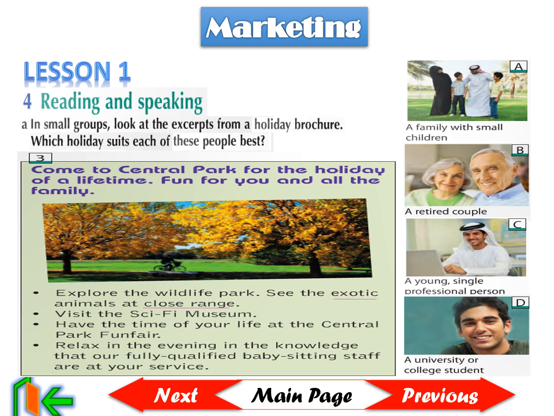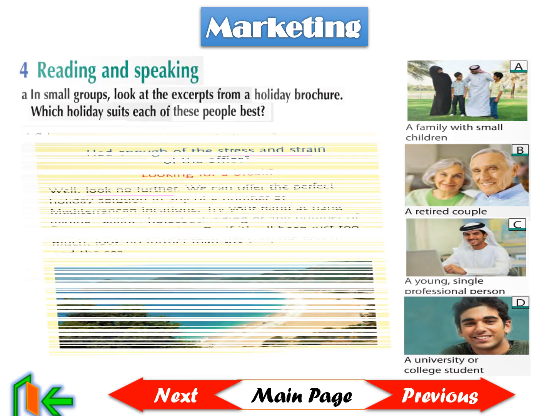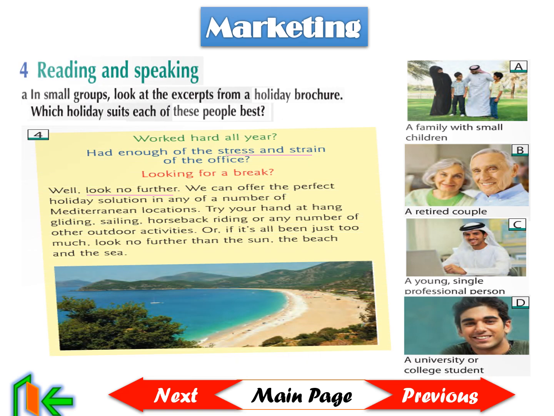And a range is a group of things, and here you have the word stress. You know what stress is? It can be a synonym for pressure. Strain is being very exhausted, or a thing that causes you to be tired. Look no further means stop looking, stop trying to find.